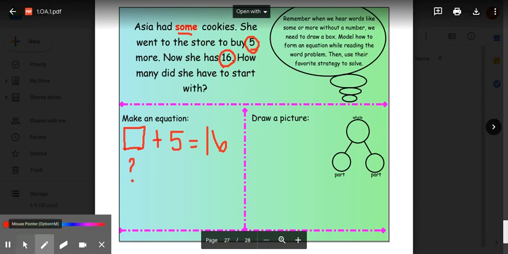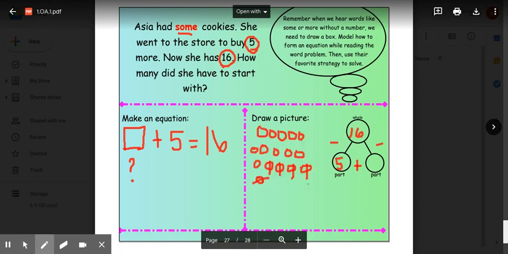Ready? Pause. For my picture, the first thing I did was fill in my number bond. My whole number is 16, and my 2 parts are 5 and an unknown. If you look over here, you have 5 and an unknown. Those are the 2 parts I'm adding together. To find my missing part, I'm going to take 16 and subtract 5. 16 minus 5 will get me my missing part.